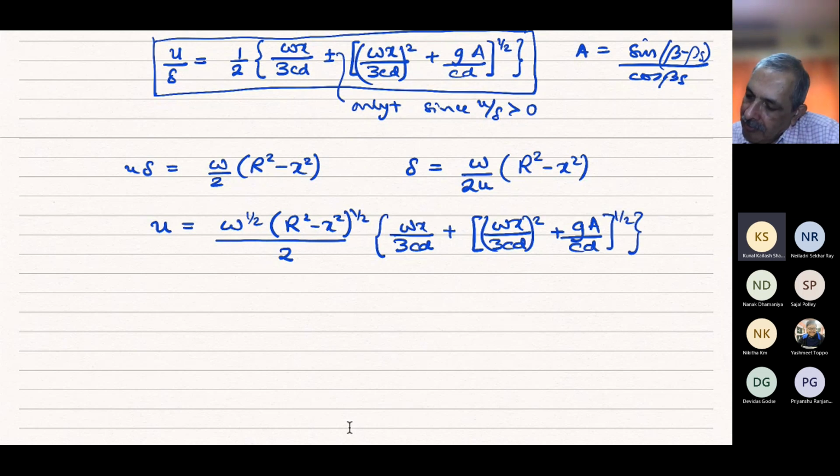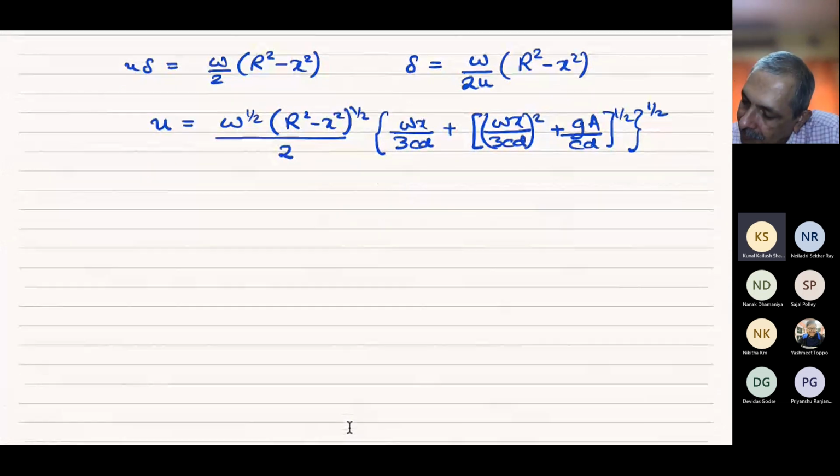So here all I've done is substituted for delta in this equation over here. And when you do that, you'll get a term which has u squared. You simplify and then take the square root. So then, what you will get is that you'll have this whole thing also raised to the power of half. So this is what is u. And similarly, if you know u, you can put it in there and get delta.